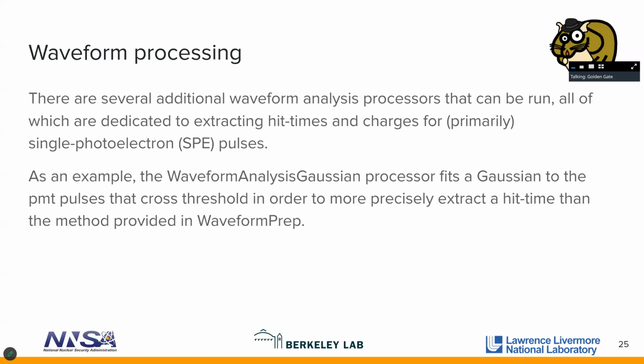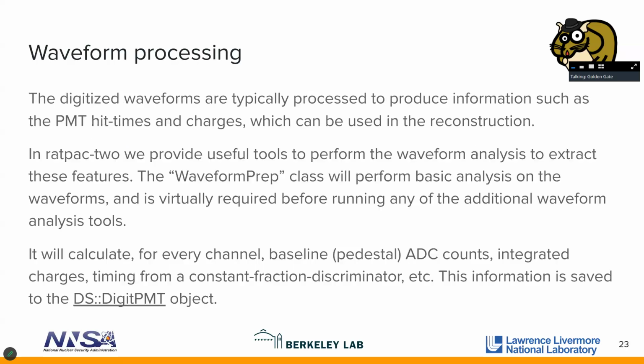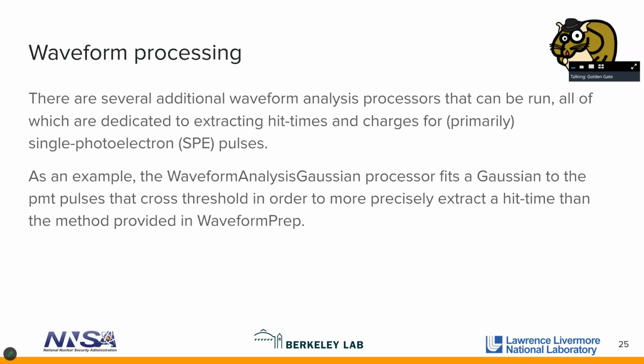It basically fits a Gaussian distribution to this PMT pulse. That provides a slightly more precise way to extract things like the hit times or perhaps the integrated charges than the simpler algorithms that are provided in the waveform prep processor.